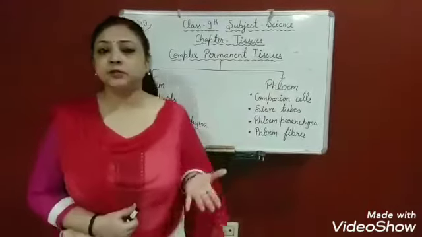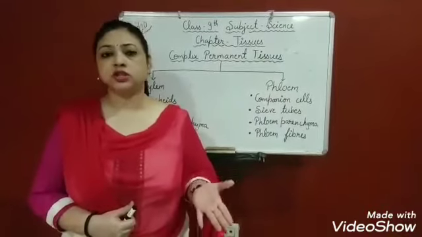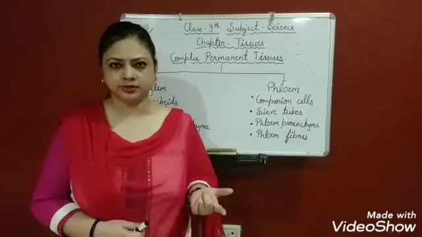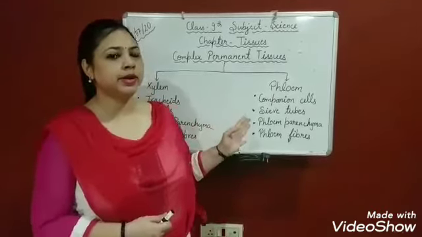What is the meaning of complex permanent tissues? The tissues which are made up of more than one type of cells are called complex permanent tissues.